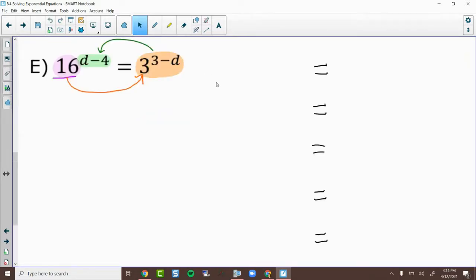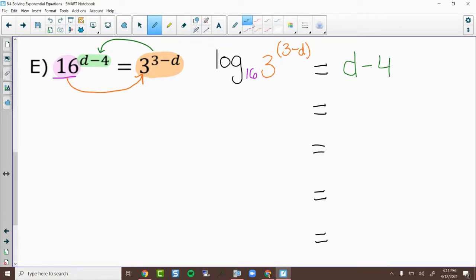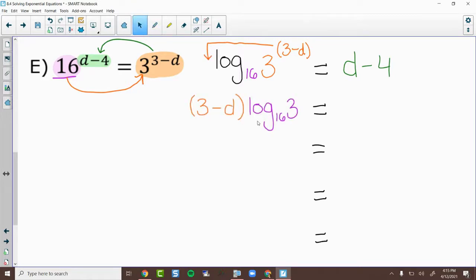So for the first step, let's go ahead and do our log base 16 swoop 3 to the 3 minus d, d loop. So I've got d minus 4. We're going to do the same thing every time I see a power. We're going to swing it to the very front of that log. So I'm going to have 3 minus d times log base 16 of 3. That's just a number, so I've left that in purple. I still have the d minus 4, nothing more to do there.